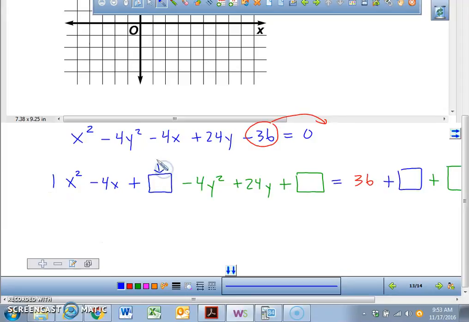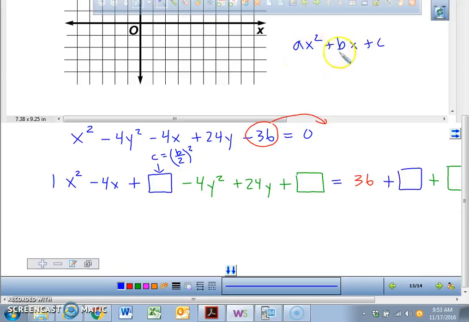What is the c value right here always going to equal? The b value divided by 2 squared. Now, you may have no idea what I'm talking about as far as the c value. I'm dealing with the basic concept of a quadratic equation where you have a, b, and c. When you're completing the square, your a value needs to be a 1. The b value is just whatever it is. When you're completing the square, the c value is always whatever the b value is divided by 2 squared.